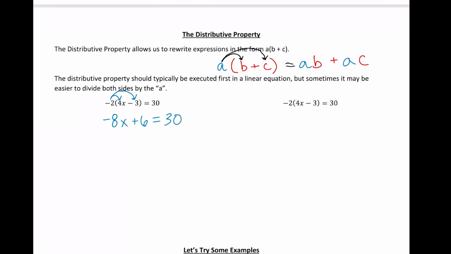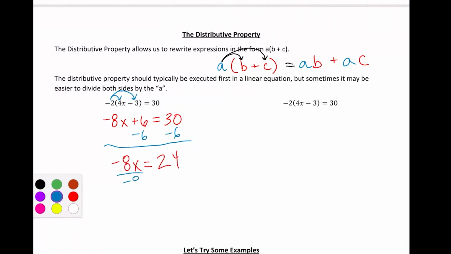To solve that, we're going to subtract 6 from both sides. That'll allow us to get rid of the 6 on the left-hand side. 30 minus 6 is 24. So we get negative 8x equals 24. And then finally, we'll divide both sides by negative 8, and get our final answer here, x equals negative 3. So this is one way that you could approach it.